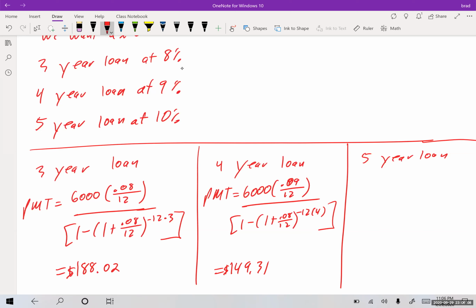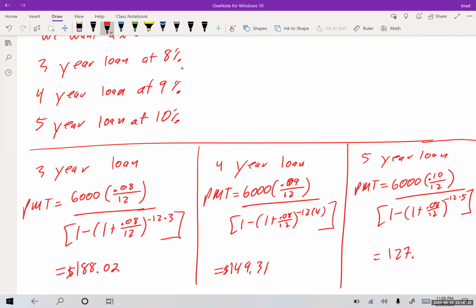Now let's do this next one, the 5-year. Again, this is a bigger interest rate. So we're going to do $6,000 at 10% interest divided by 12 all over 1 minus (1 plus 0.08 divided by 12) to the negative 12 times 5. Okay, so when you do this, you should end up getting $127.48.